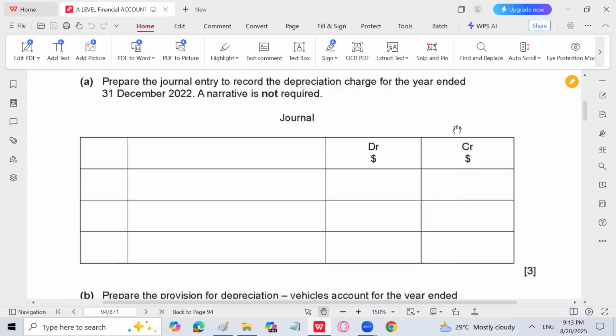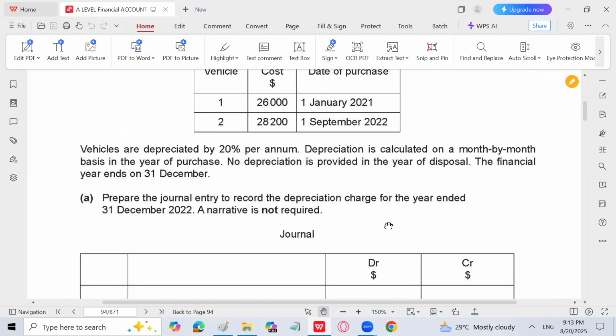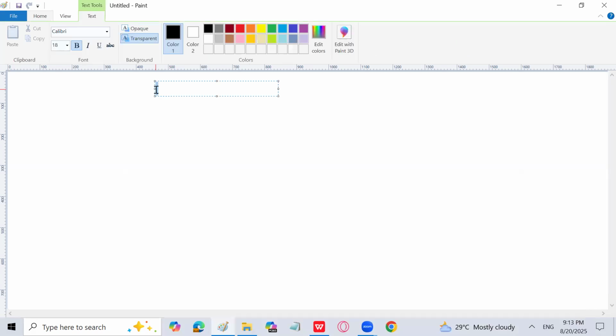So the entry you have to pass, and you know that entry means he prepared T accounts, unfortunately. You have to pass the entry. The entry to record depreciation is profit and loss account debit, and provision for depreciation credit, or income statement debit, or allowance for depreciation, accumulated depreciation, credit. It's a liability account, that's why it is going to be credit. Now let's solve it.